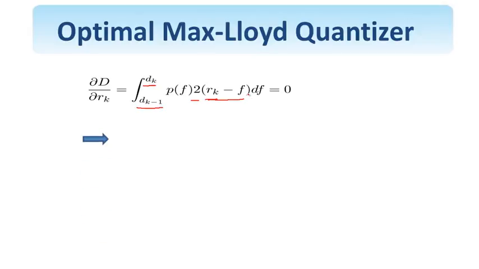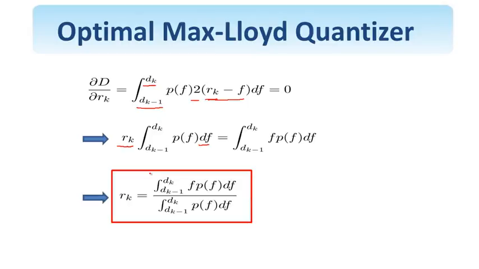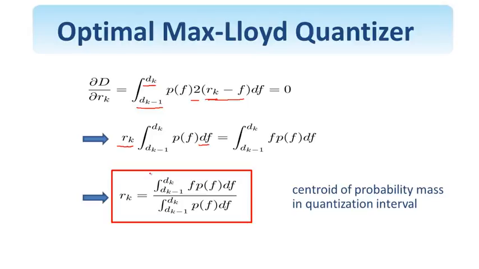So now if I split the integral into 2, that's how this form looks. r_k clearly is a constant with respect to the integration, which is done with respect to f, and therefore if I solve for r_k, I end up with this expression. What this expression is telling me is that the reconstruction level is the centroid of the probability mass in this quantization interval.